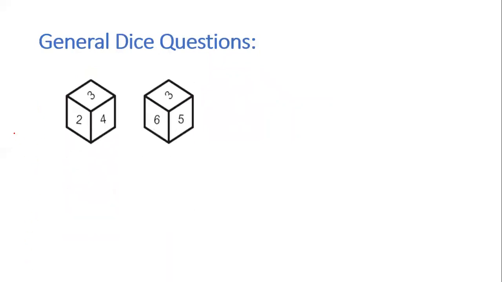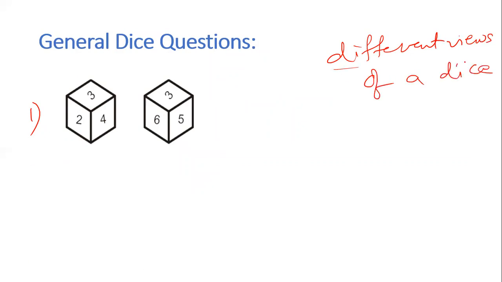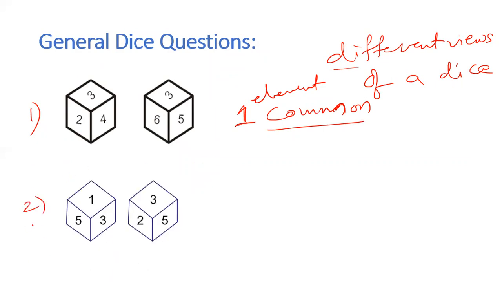But when it comes to general dice, we have two types of questions. One, when one number is common, you will be given different views of a single dice. When you are given different views of a single dice, there can be one element common, because it can be a number or dots or a symbol, whatever symbol. When one element is common, how to answer? And the second type of dice question is when there are two elements common.